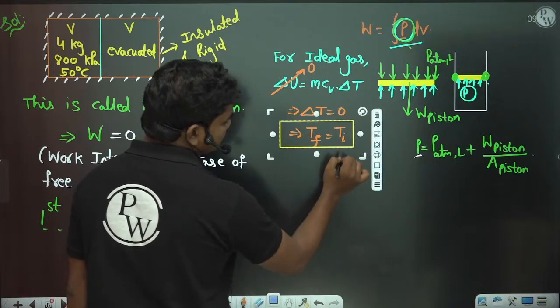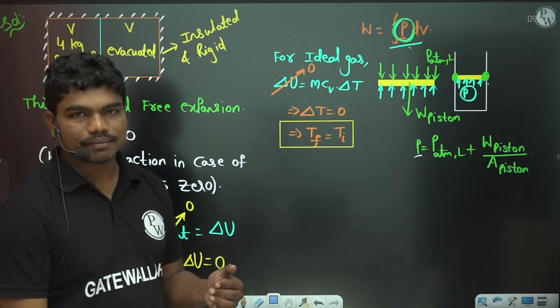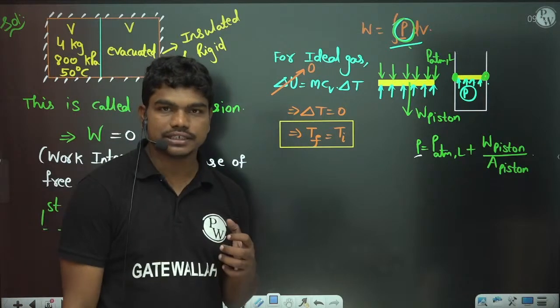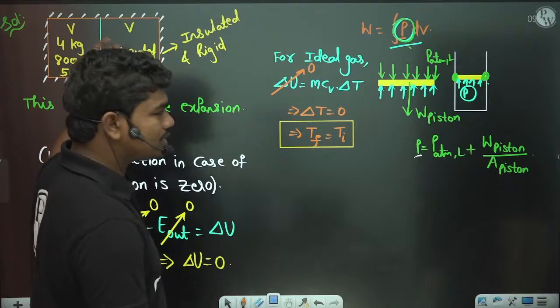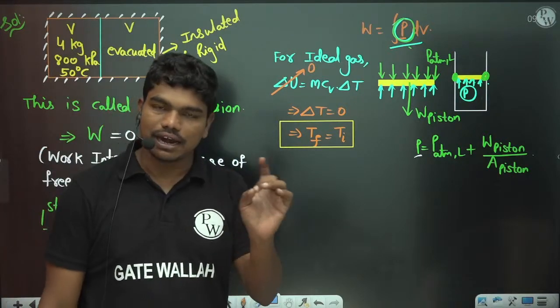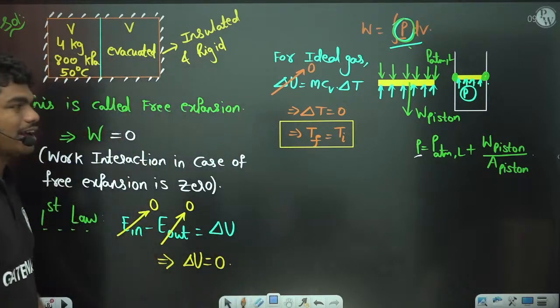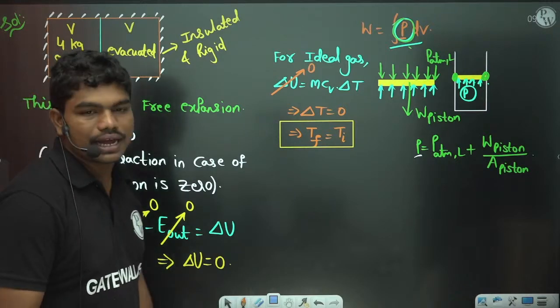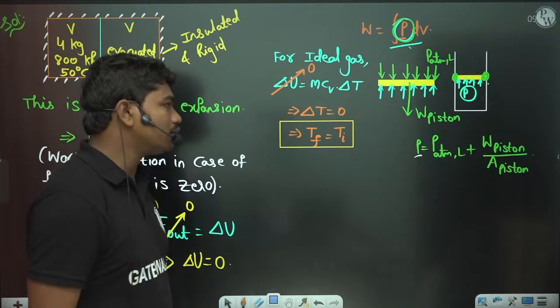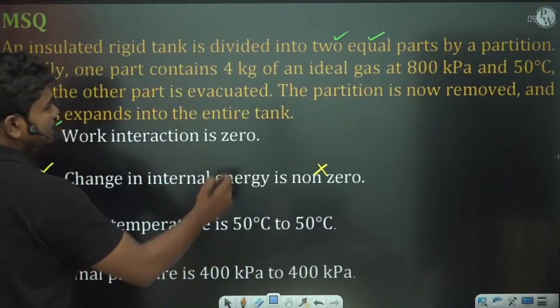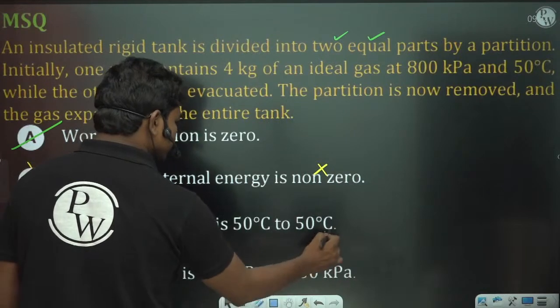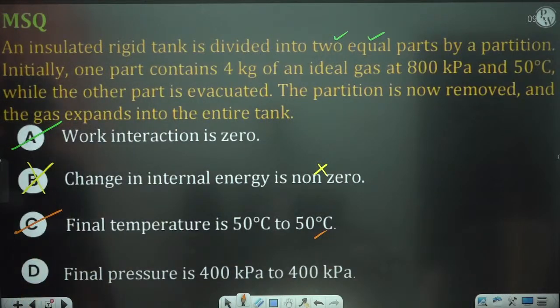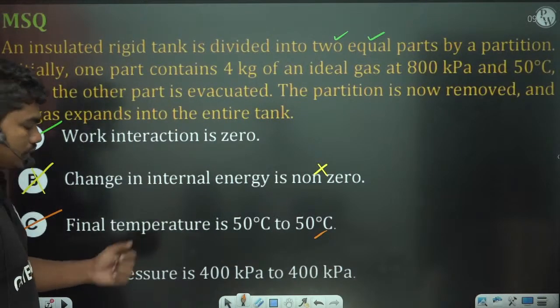So in case of free expansions, the final and initial temperatures will be the same because the change in internal energy is 0. But corresponding to the change in volume, there will be a change in pressure, while the temperature initially and finally will be the same because of our first law analysis. So Tf is equal to Ti here. Initially it is given as 50 degrees, so finally this will also be 50 degrees Celsius. So this is correct, option C is also correct. Then final pressure is 400 kilopascals.